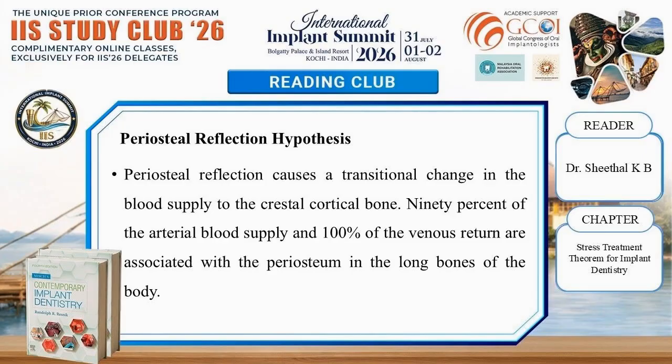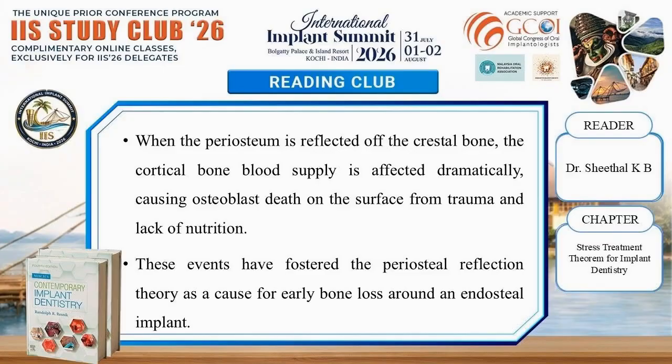Periosteal reflection hypothesis. Periosteal reflection causes a transitional change in the blood supply to the crestal cortical bone. 90% of the arterial blood supply and 100% of the venous return are associated with the periosteum in the long bones of the body. When the periosteum is reflected off the crestal bone, the cortical bone blood supply is affected dramatically, causing osteoblast death on the surface from trauma and lack of nutrition. These events have fostered periosteal reflection theory as a cause for early bone loss around an endosteal implant.